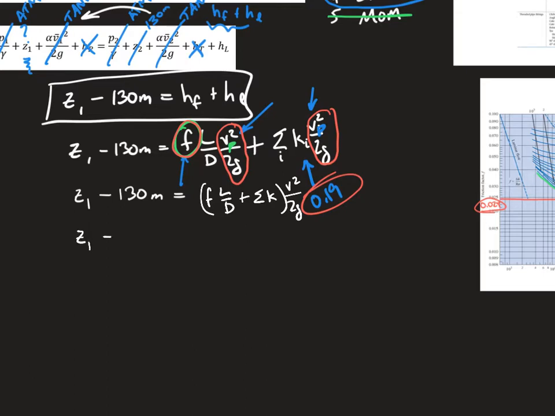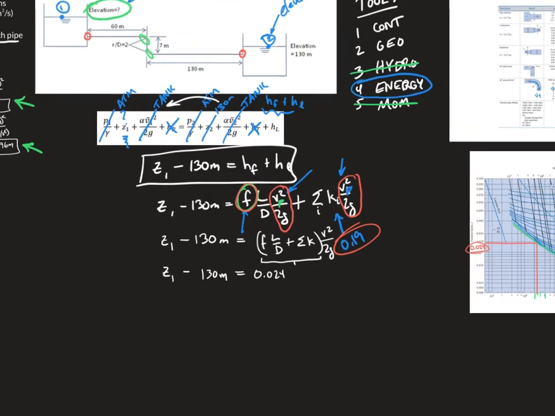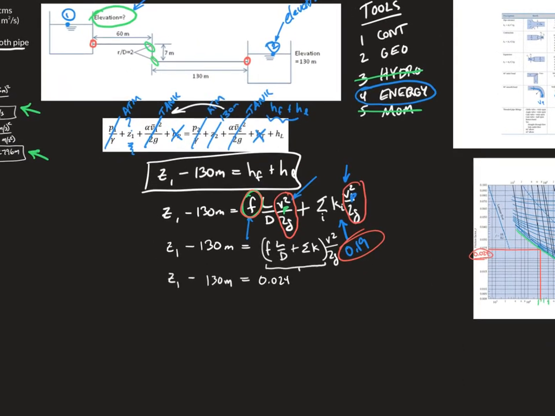It illustrates that ultimately we're just adding up all of the head losses to get the total head loss. So minus 130 meters equals F, which is 0.024, times the total length of the pipe. If we refer to our original diagram, 60 plus 7 is 67, plus 130 is 197 meters.